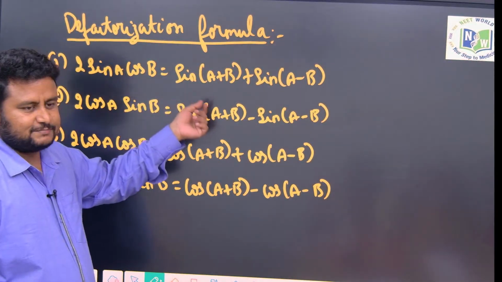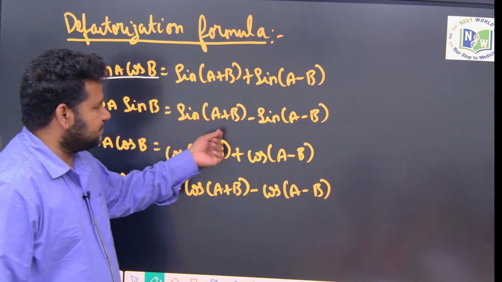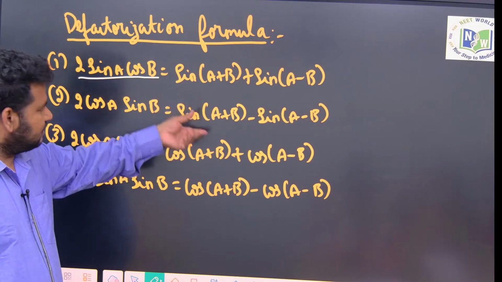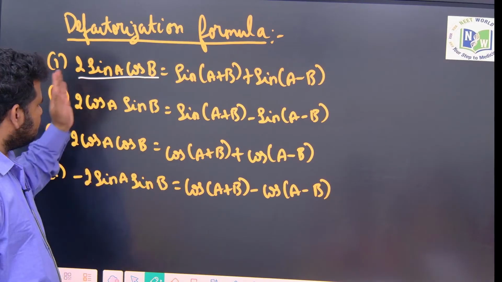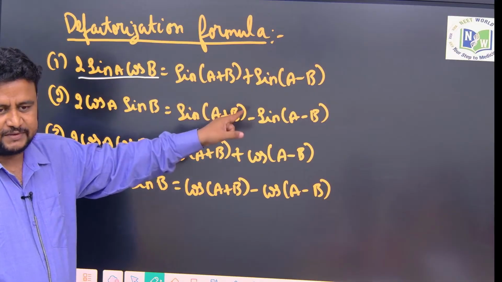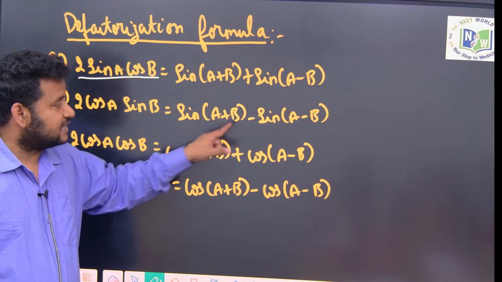So sin of A plus B plus sin of A minus B is what? 2 sin A cos B. Sin of A plus B minus sin of A minus B is what? 2 cos A sin B. Okay, what you will do, you will add this and you will subtract this, you will get this one. So 2 sin A cos B, when it comes you should write what? Sin of A plus B plus sin of A minus B. 2 cos A sin B means you will write sin of A plus B minus sin of A minus B.